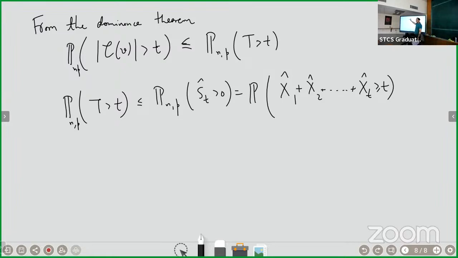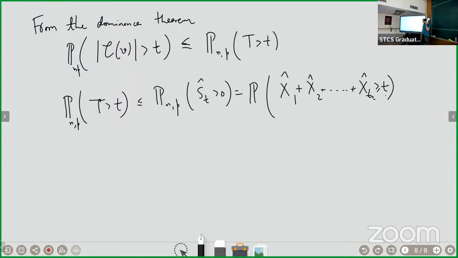This is clear from the domination for one particular vertex. Don't worry about the process. This is just the total progeny size, or the time at which this process dies out. So if this is greater than t, S_T hat is definitely greater than 0, because that's the earliest time at which it goes to 0. By definition, S_T hat is nothing but this minus t, so it better be that the sum of these is greater than or equal to t.